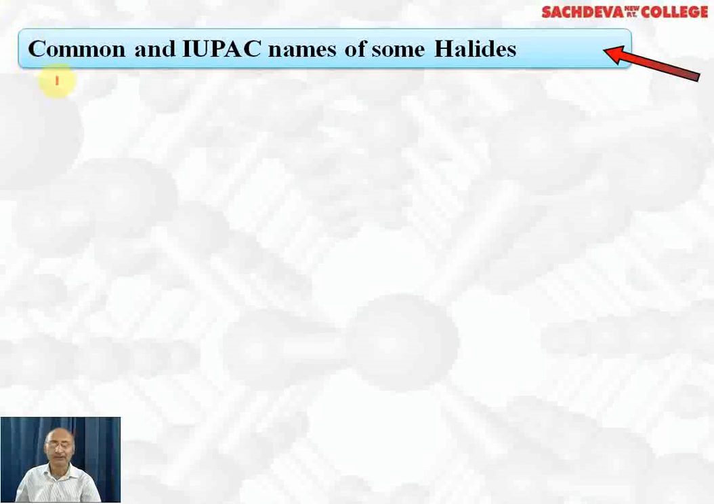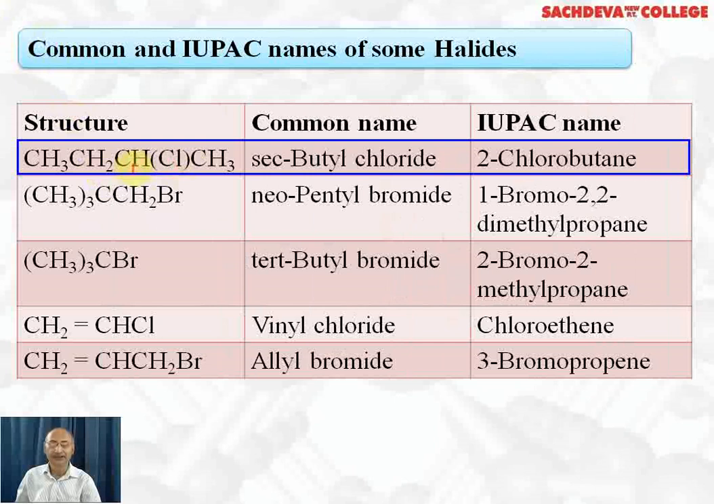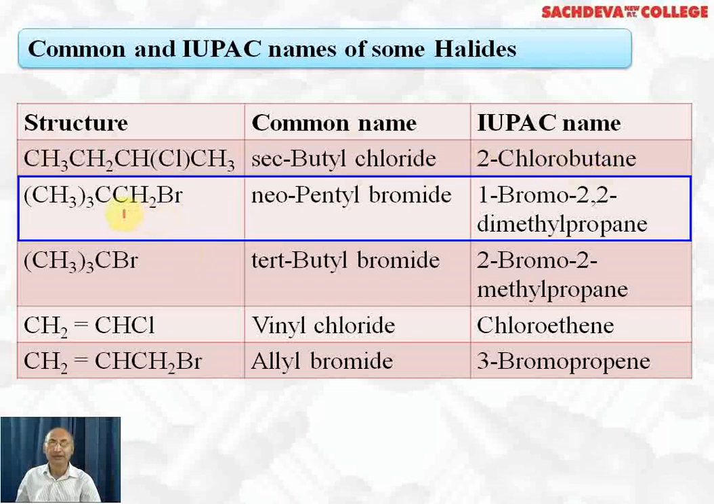Common and IUPAC names of some of the important halides. This one has Cl attached to a secondary carbon. We call it secondary butyl chloride. And this is the first carbon, second carbon, third carbon, fourth carbon. The IUPAC name is 2-chlorobutane.